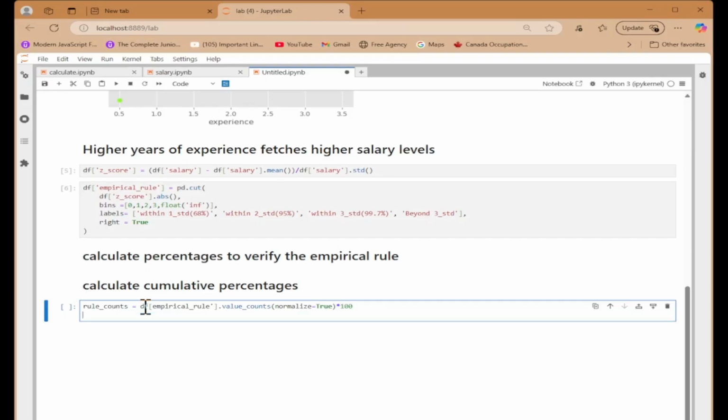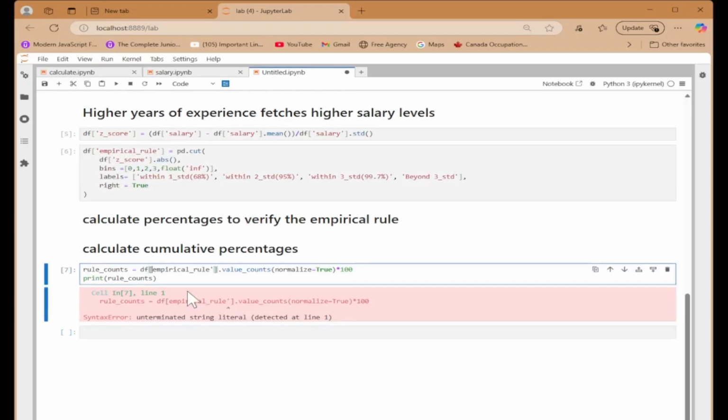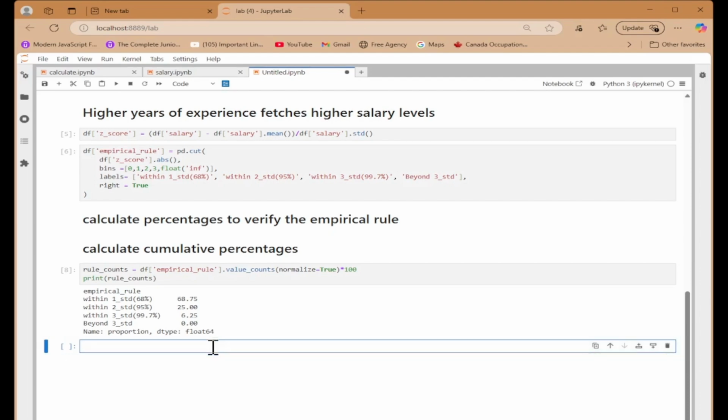Okay, now let's print rule counts. Okay, let's shift enter. Empirical rule. Yeah, I forgot one code here. Code that. Now shift enter. You see, empirical rule. According to that, we have 68.75% of the observations of the data falling in the class of 1 standard deviation from the mean, 25% fall in 2 standard deviations from the mean, which is almost 94%, and the rest 6% fall in 3 standard deviations. So that is what we can see.